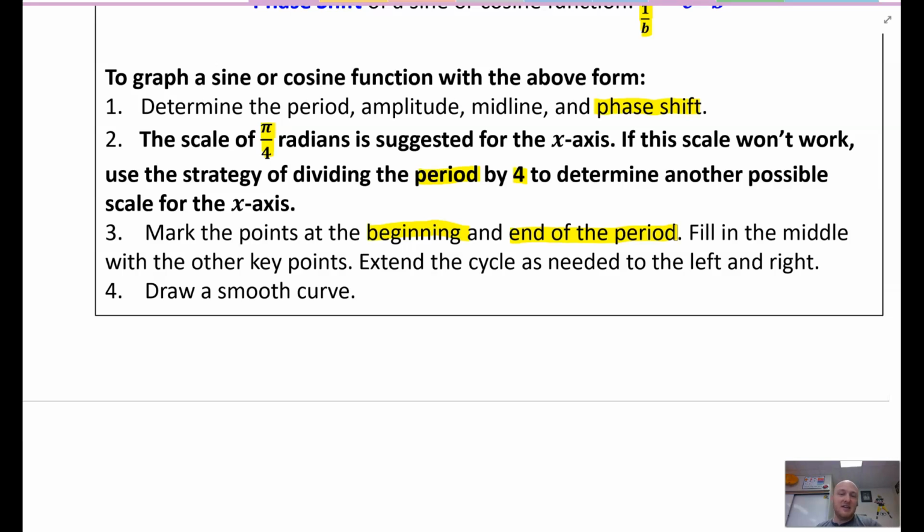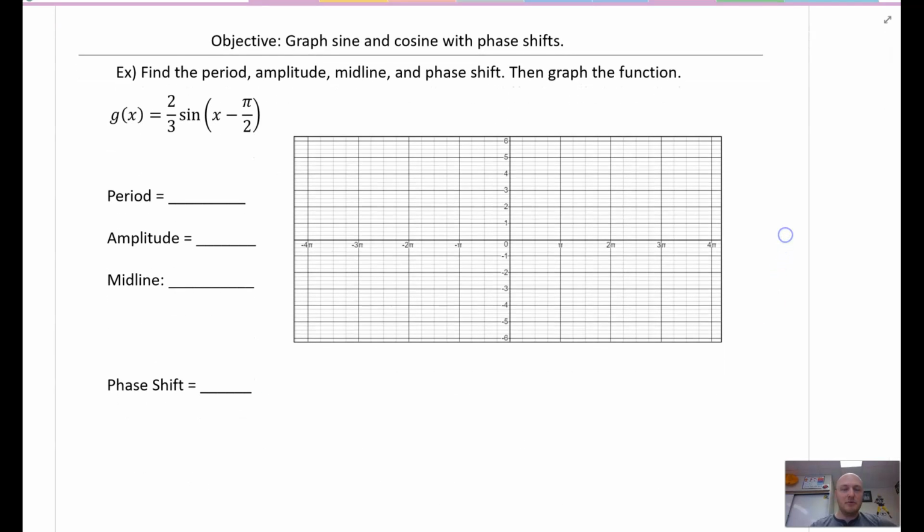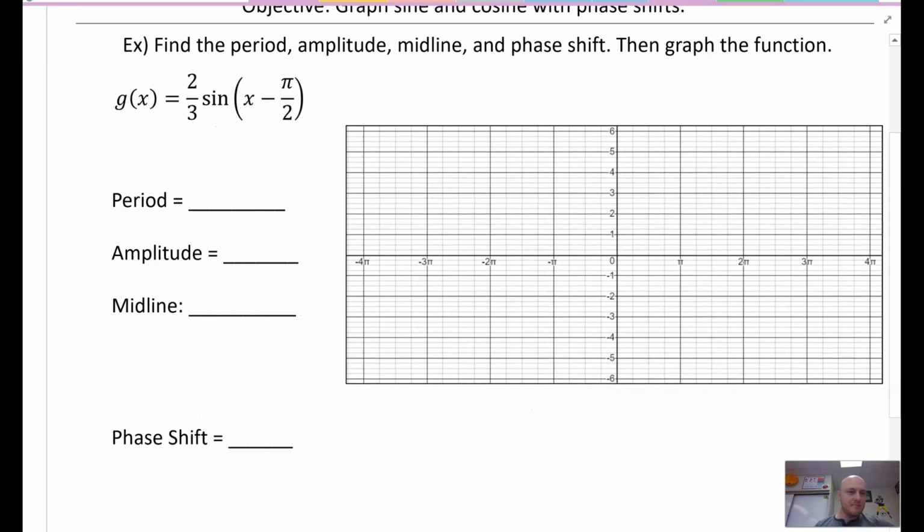Extend the cycle as needed, far left or right, and then draw a smooth curve. Smooth. All right, let's go ahead and check out an example. Here we go. I promise this monster is not too ugly, just a little ugly. We want to find the period, midline, amplitude, and phase shift, and then graph this function. So g of x is equal to 2/3 sine of (x minus pi halves).